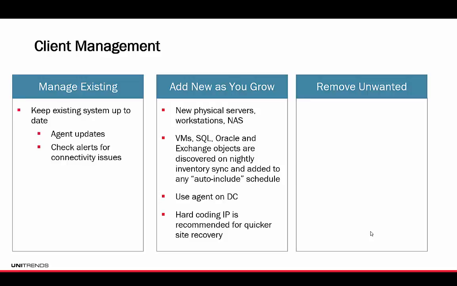One of the other things that Unitrends really likes to do to help you manage these clients, to help you manage disaster recovery, is make sure that you're hard coding your IP addresses. It's really recommended for quicker entire site recovery. If I don't have to bring your DNS, your DHCP, your domain controller back first, and I can start recovering everything based off of a host table off the recovery system, that allows me to start recovering everything so much faster.